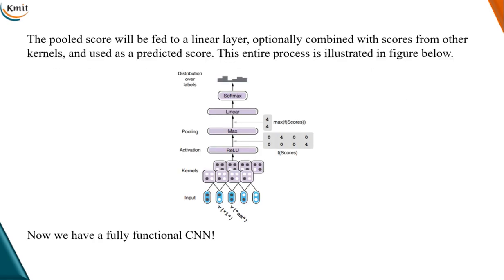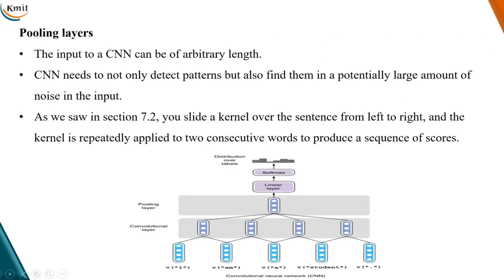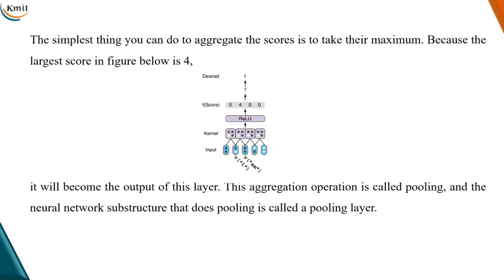So this is all about your CNN layers. Basically understand that we have these different layers: the convolutional layer, the pooling layer, then the linear layer, and then the softmax function for probability distribution over the labels. So this is all about CNN layers.